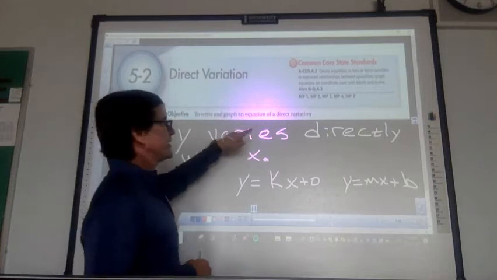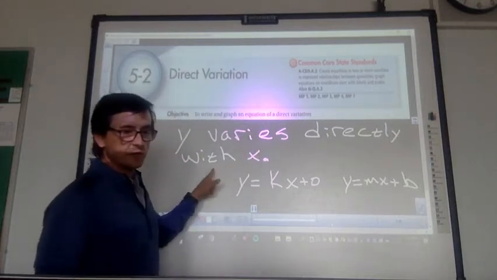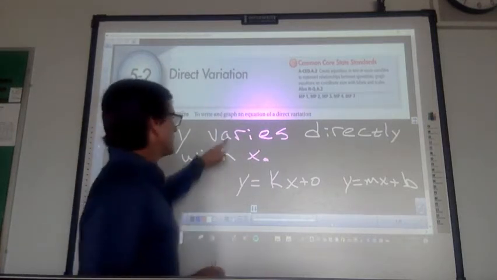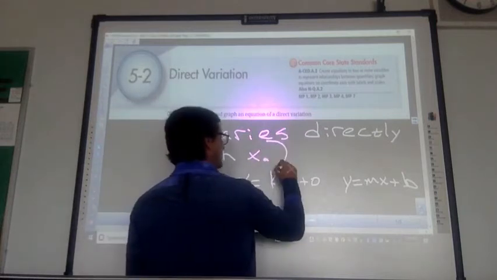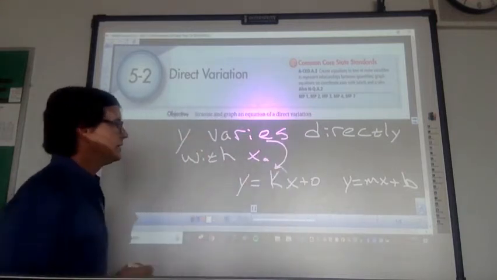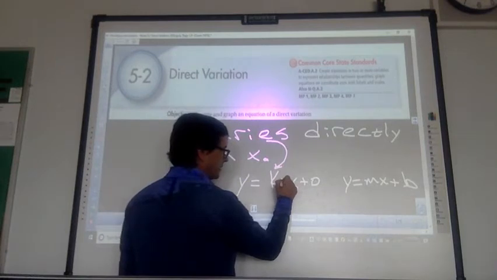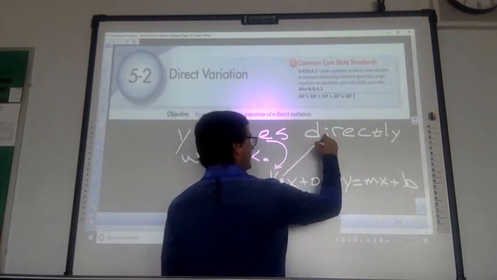You'll see this, y varies directly with x. You see that a bunch in this section. So varies is the k. Directly just means multiply.